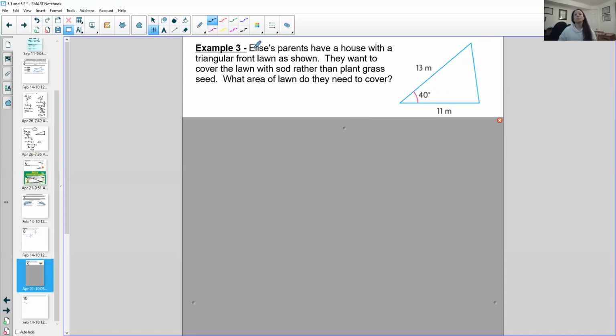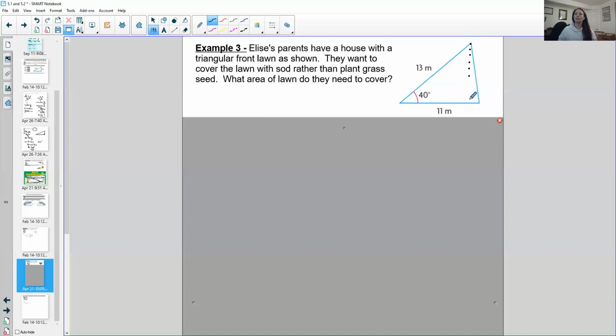So Elisa's parents have a house with a triangular front lawn. They want to cover the lawn with sod rather than plant grass seed. They need to know what area of lawn has to be covered. So I've got this angle here. I've got two sides, but nothing is a right angle triangle.